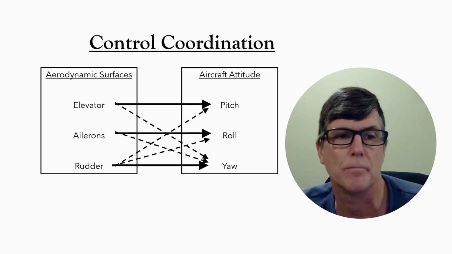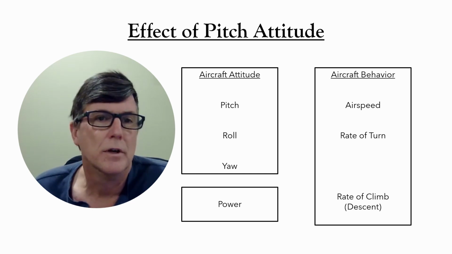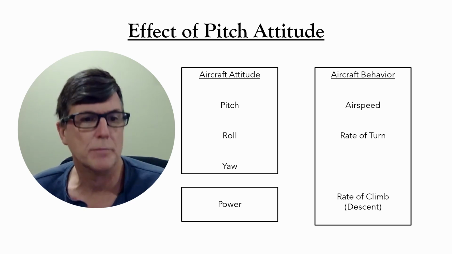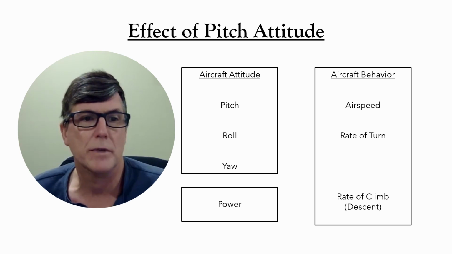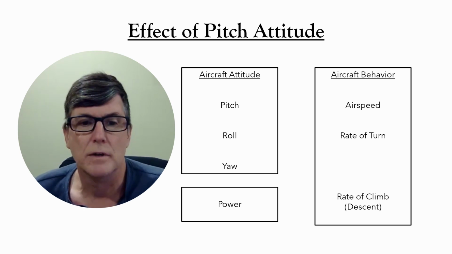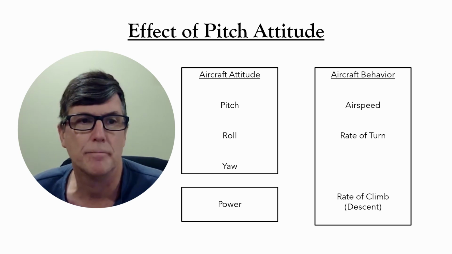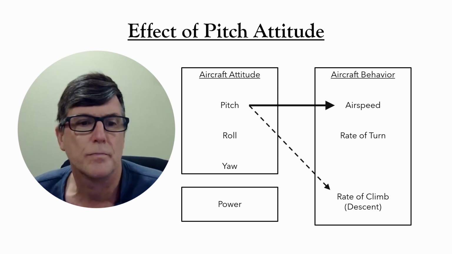Now that we've discussed how to change the airplane attitude, we need to discuss how the airplane attitude impacts airplane behavior. There are three aspects of airplane behavior that we want to control: airspeed, rate of turn, and rate of climb. We'll start with the effect of pitch attitude.